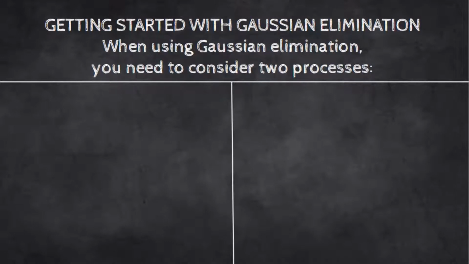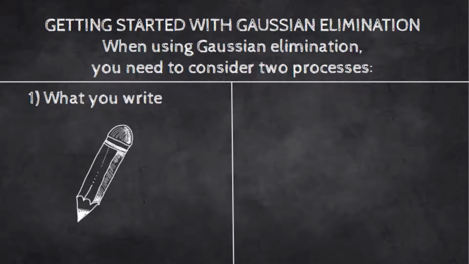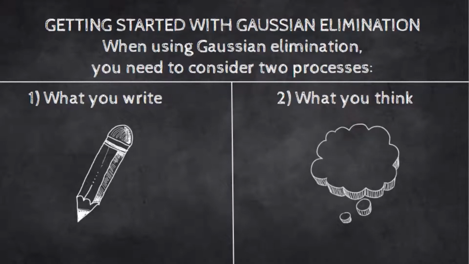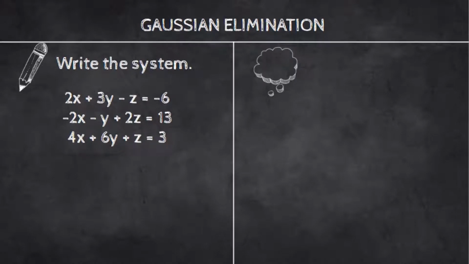So let's get started with Gaussian elimination. When using Gaussian elimination, you need to consider two processes: what you write and what you think. There are things that you think that you do not necessarily need to write on your paper. We start by writing the system. Always write your problems, right? Then we're going to think about this.